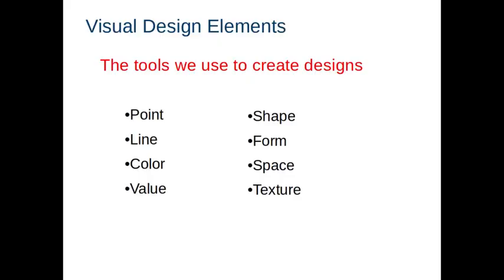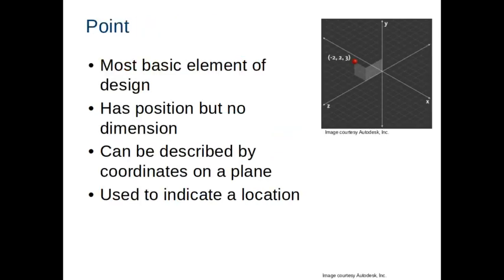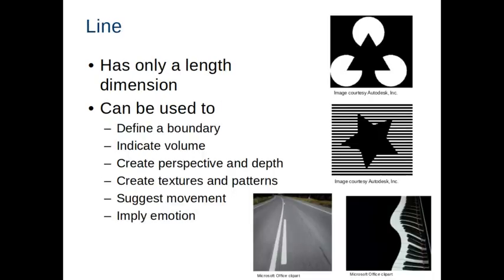So first thing we're going to talk about are the visual design elements. These are the tools that we actually use to create designs. Things like point, line, color, value, shape, form, space, and texture. First up is point. I think we're all pretty familiar with what those are. You can graph them using coordinates, and mainly we use them for things like location.